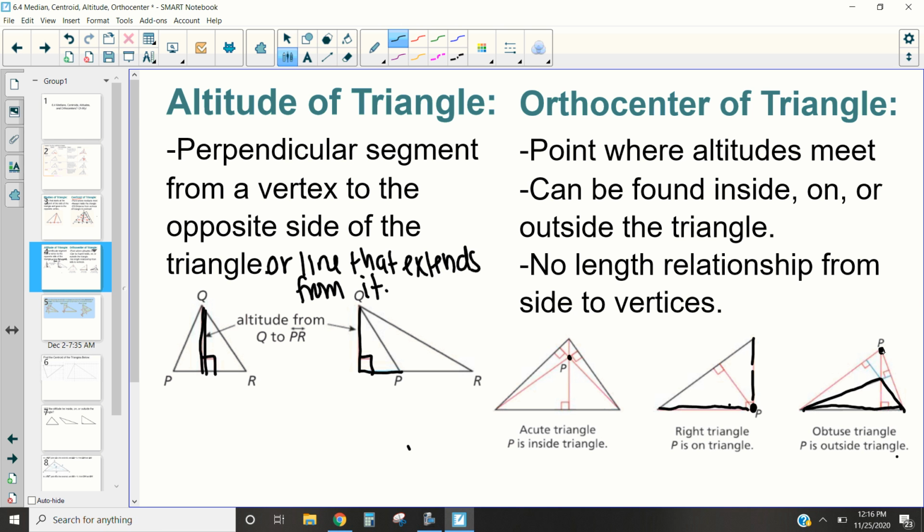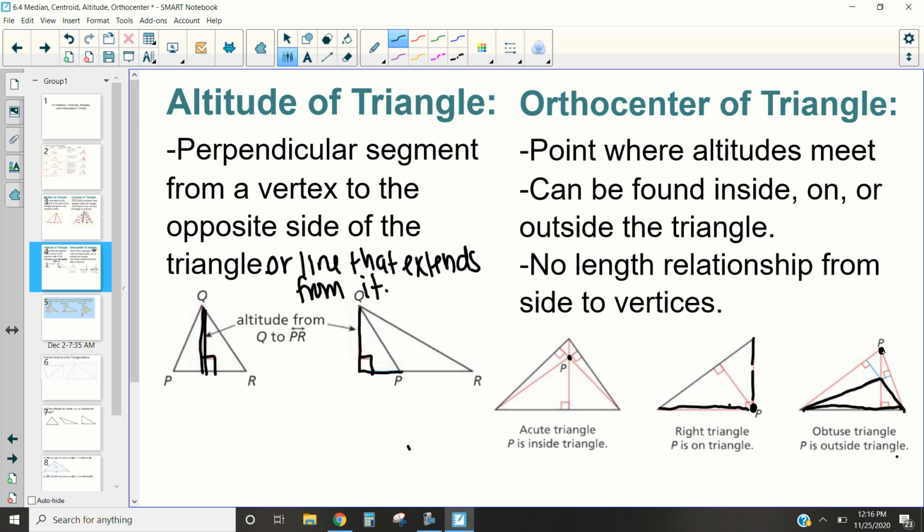And so that's kind of what it is. There's not really a linked relationship from the side to the vertex, like there have been with some of these other ones, or from that orthocenter to any of the other points. But what it does have is that we know that that point is either inside, on the triangle, or outside, depending on what the triangle looks like.